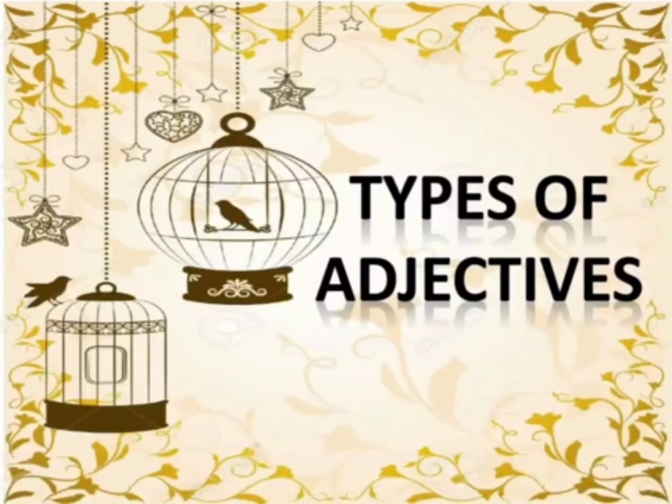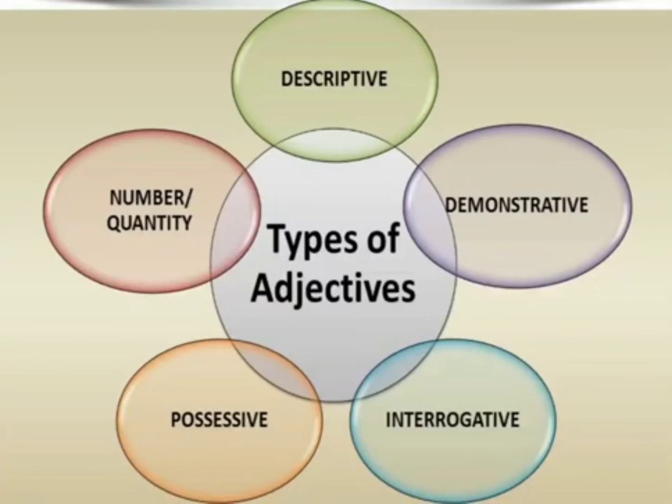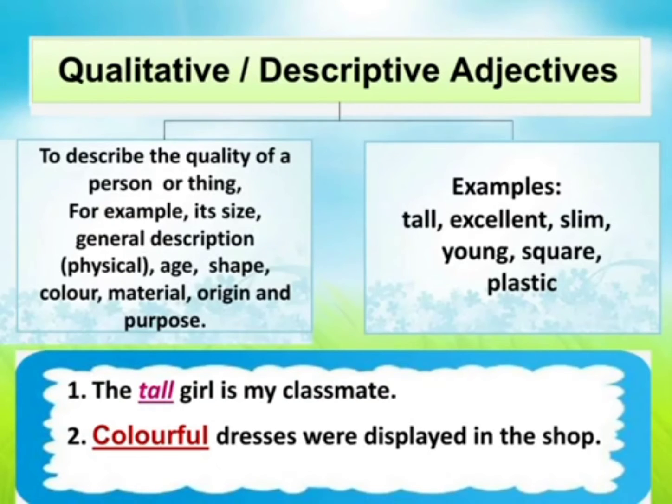So types of adjectives. There are 6 types of adjectives. First is descriptive or qualitative adjective, which is also known as adjectives of quality. Next, demonstrative adjective, interrogative adjective, possessive adjective, number and quantity, which is also called adjectives of quantity or quantitative adjectives. So let's learn about them one by one.